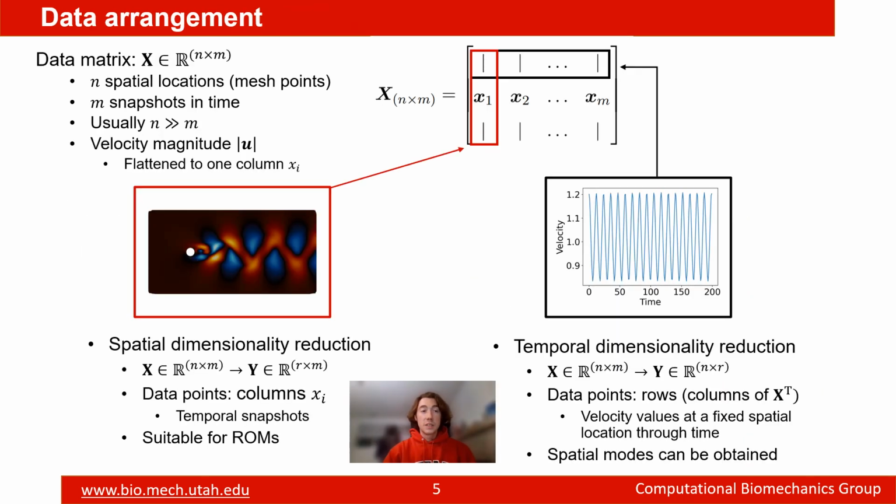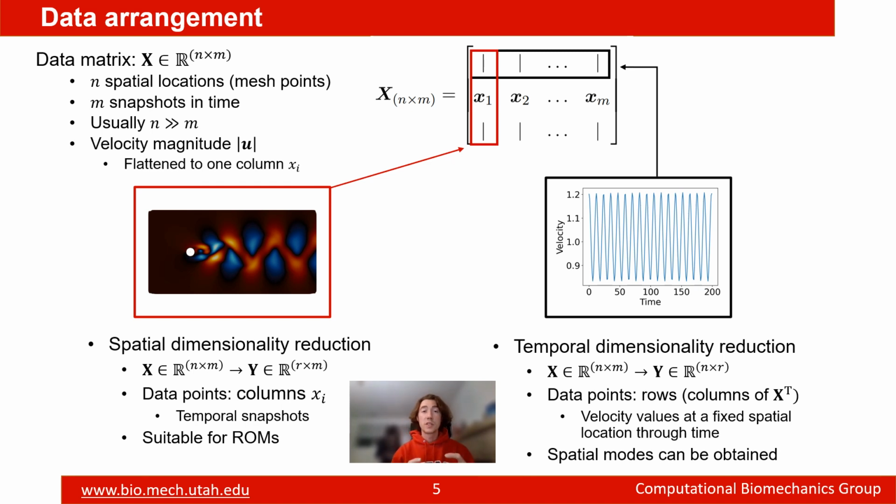So we have our CFD data. We take each snapshot and rearrange it into one long column vector. Then we stack these column vectors next to each other to get this big data matrix X, whose dimensionality is n by m, where n is the number of spatial locations and m is the number of snapshots in time. Usually this is a tall skinny matrix.